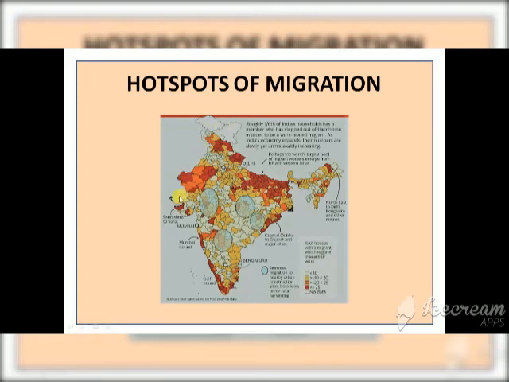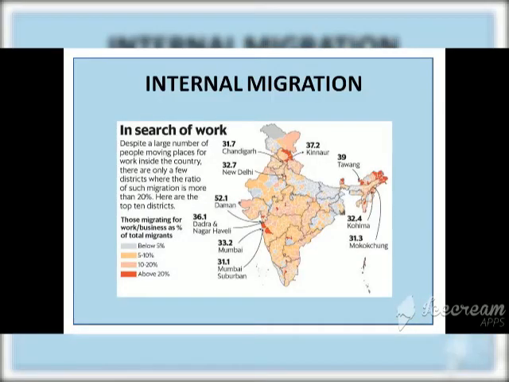Other than that, the light shades have less than 10, yellow color is between 10 to 20, then the orange have 20 to 25% of houses, and the dark shades have more than 25%. So you can see these are the hotspots, and the distribution of houses with migrants who have gone to these places in search of work. So this map will give you a clear idea about the interstate migration which takes place in India. Now this map will give you a picture of the internal migration.